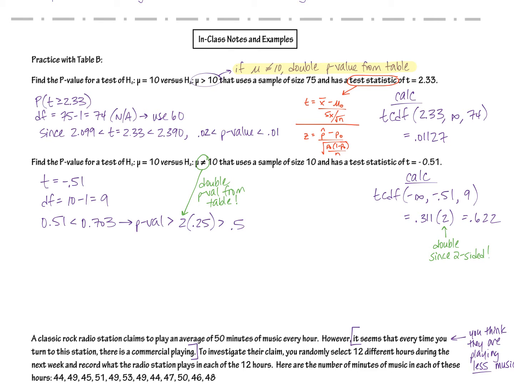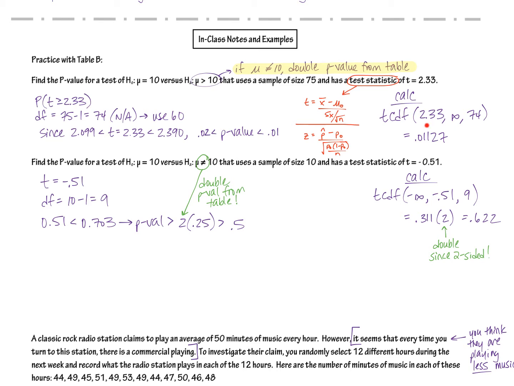So make sure you choose the t-CDF option, and it's 2.33, shade to the right, degrees of freedom is 74, okay? And there is a way to do this in the table. If you have a table in front of you, or if you're looking at it in Schoology, the test statistic of 2.33 with this degrees of freedom will give you a p-value of 0.01127.